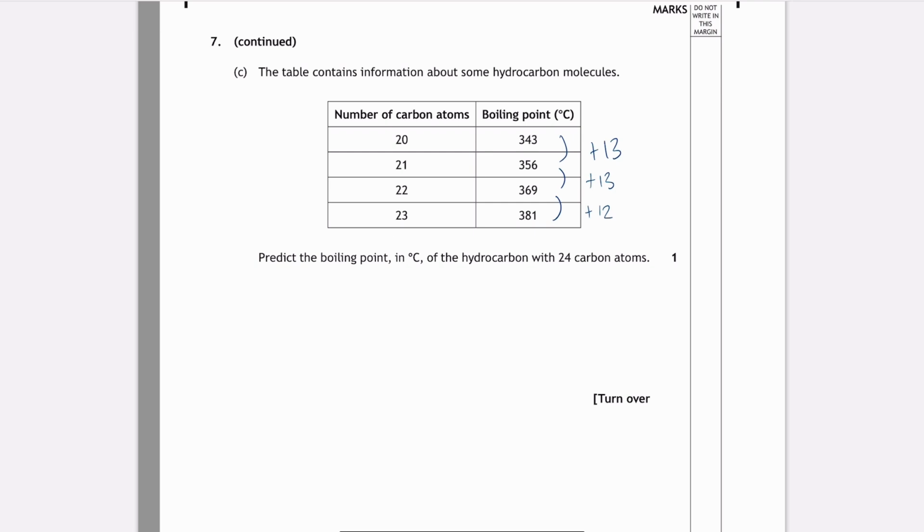So to predict what it would be if there was 24 carbons, that says going up one more time. So you can either add on 12 again, or you could add on 11, potentially add on 13. You usually get a range for these ones. So if we were to add on 12, that would give us 393. For this, you can actually have any number between 391 and 394. So that's what I mean, you kind of get a range for these ones. But the best thing to do, if ever in doubt, is always just add on the last difference that you see in the pattern.